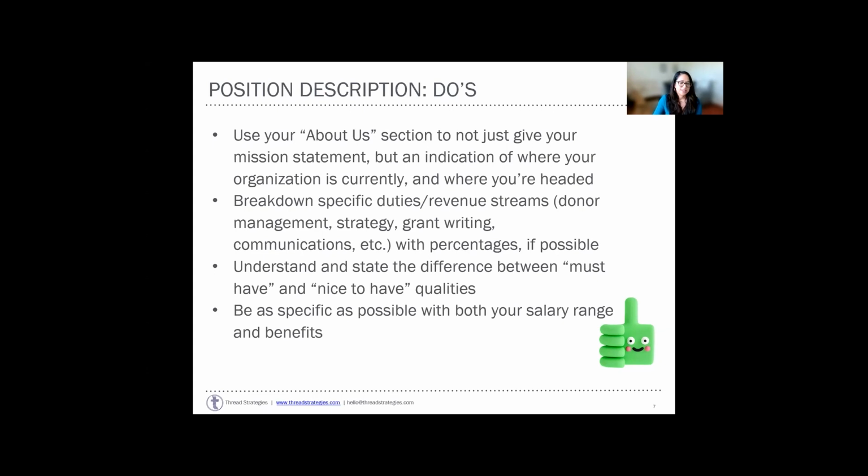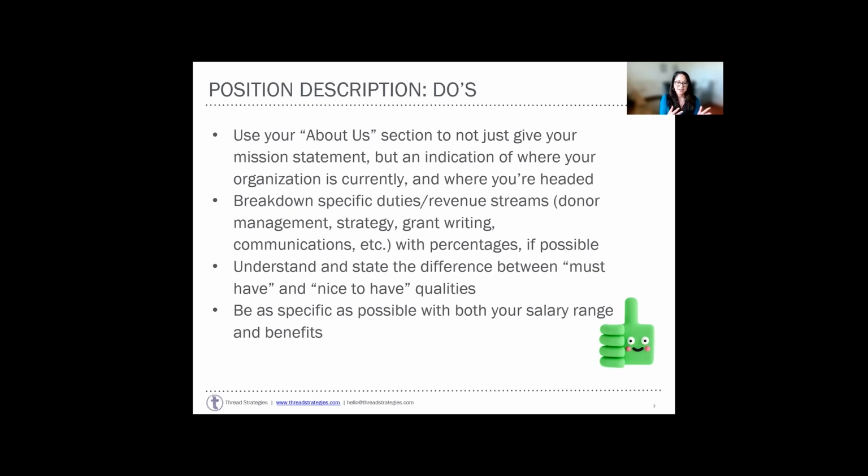Along with that, I would say to make sure that you are as specific as possible with both your salary range and your benefits. So always, always, always include a salary range, where, again, that's another thing we're going to talk about a lot today. It's fine to create some wiggle room in there on the high end, but just be as honest as possible. And your benefits similarly should be as detailed as you can.